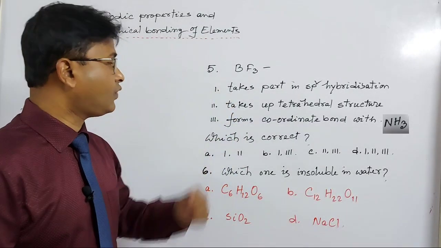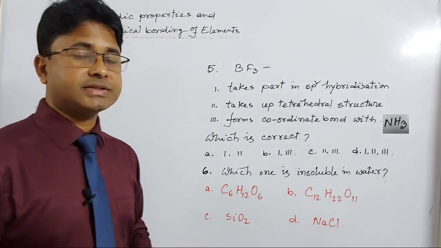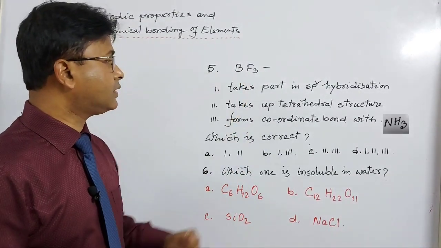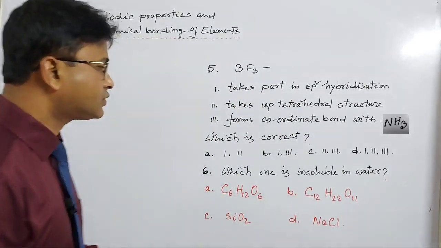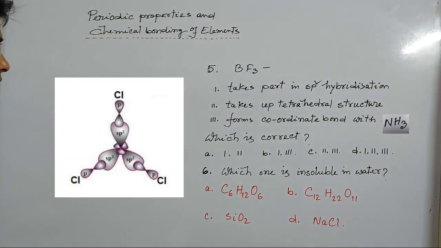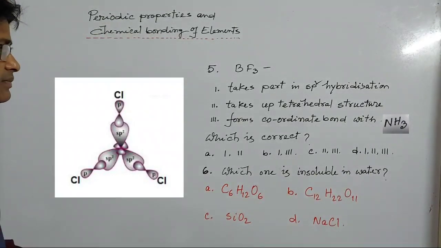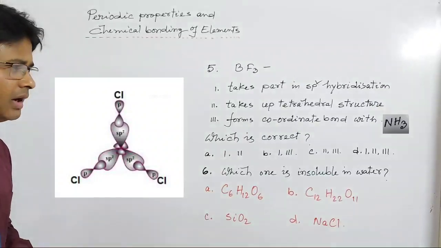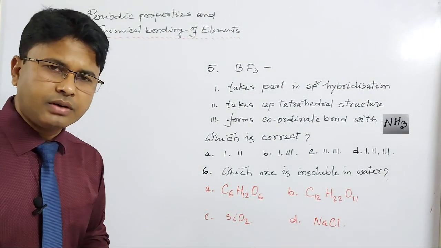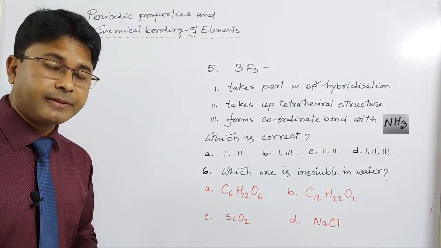Look at the question number 5. Boron trifluoride. The central atom of boron trifluoride is boron and it takes part in sp2 hybridization. Students, now you can see the orbital figure of boron trifluoride, and from the orbital figure you can understand easily that boron trifluoride takes part in sp2 hybridization. And dear students, boron trifluoride also forms coordinate bond with ammonia.